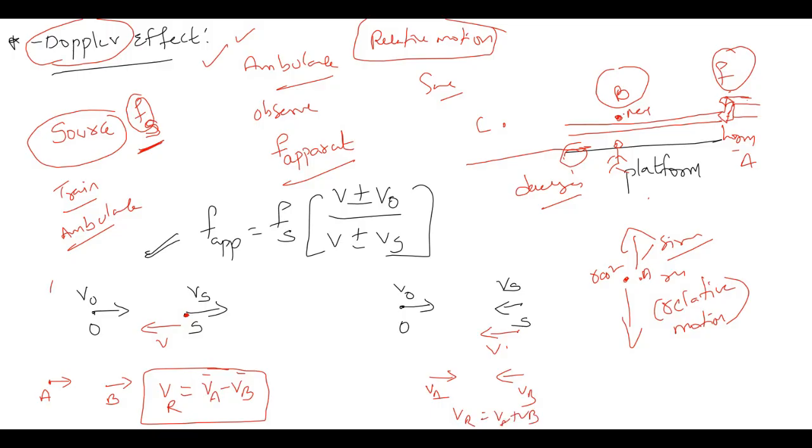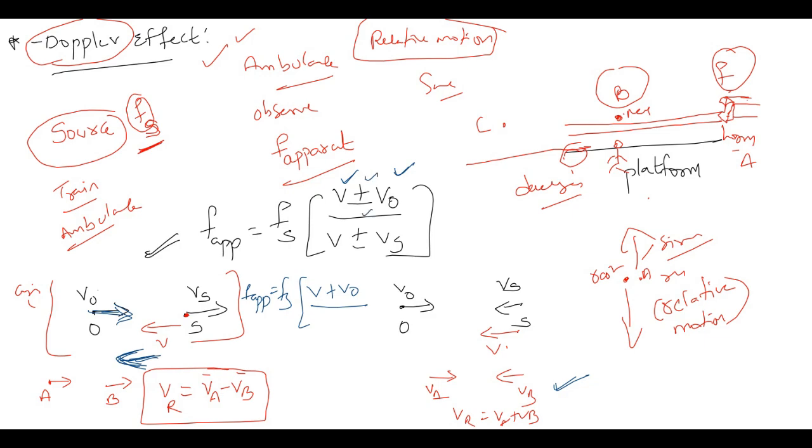Now what happens to the formula in this case? This is case 1. See here, F apparent is equal to Fs into, now see, the relation between the observer and the velocity of sound. Velocity of sound is coming in this direction, the observer is going in this direction. Both are opposite or the same direction? Opposite. Opposite means we need to add. Then we should take the formula V plus V0. When to take plus, when to take minus. Clear?